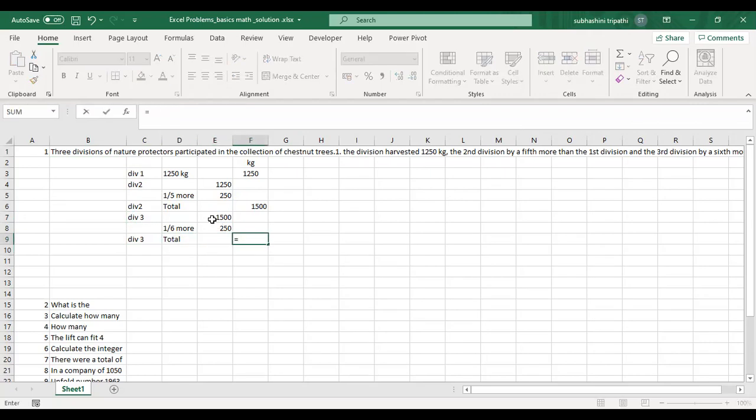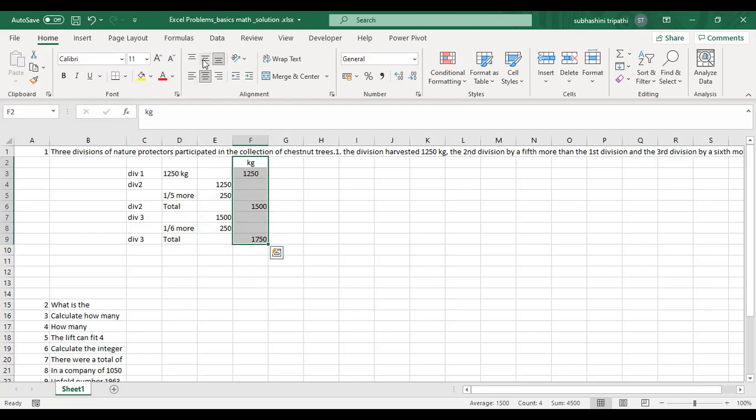They did 1500 plus 250, right? Okay. Now let's see. Therefore, this is the final column. I am just doing a center alignment of my column, and I want to put this type of a border for my column. All these types of fancy stuff you can do here. So division 3 is here, division 2 is at 1500, division 1 is at 1250.